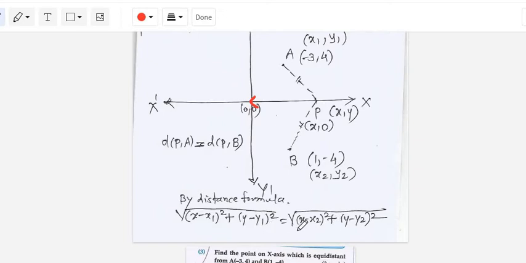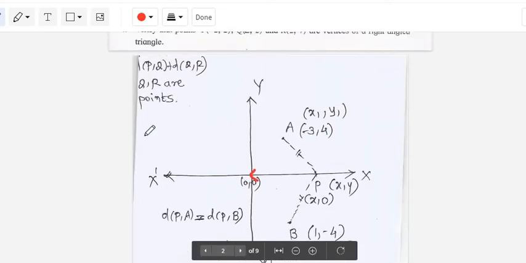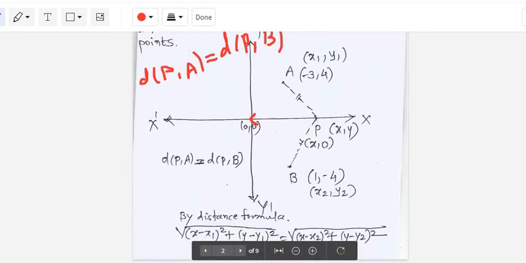Why did we take it like this? Because these two points are equidistant from P, and therefore distance PA is equal to distance PB. Okay, distance PA and distance PB are congruent. I write here distance PA is equal to distance PB. You have to write in this way. Distance PA is equal to distance PB, and therefore by the distance formula we have to write this formula.